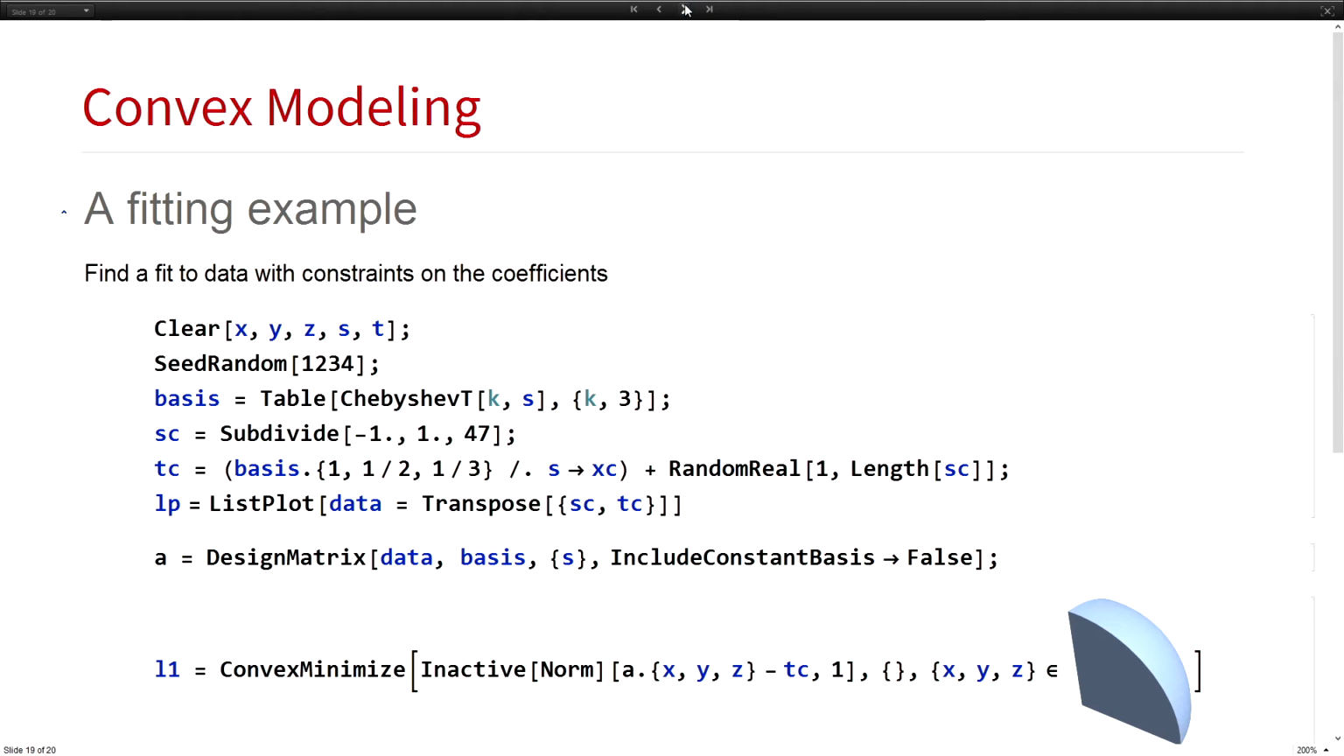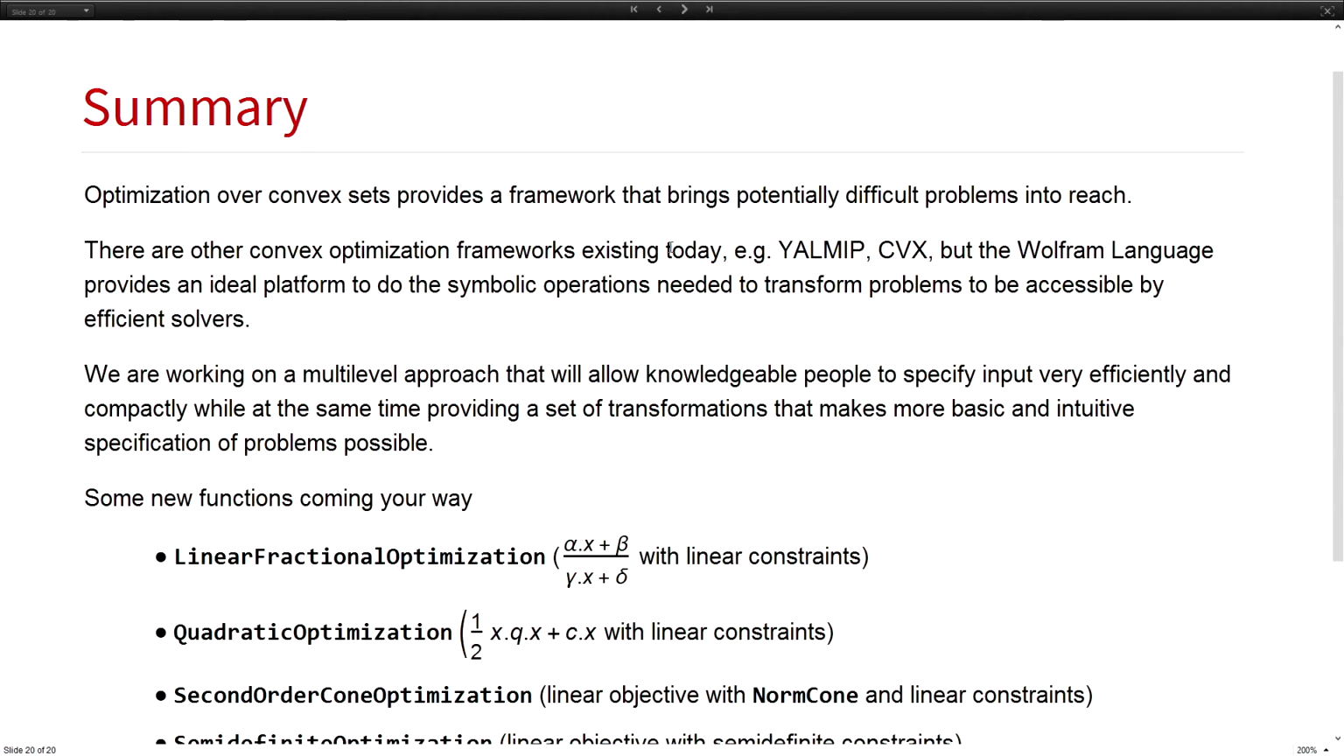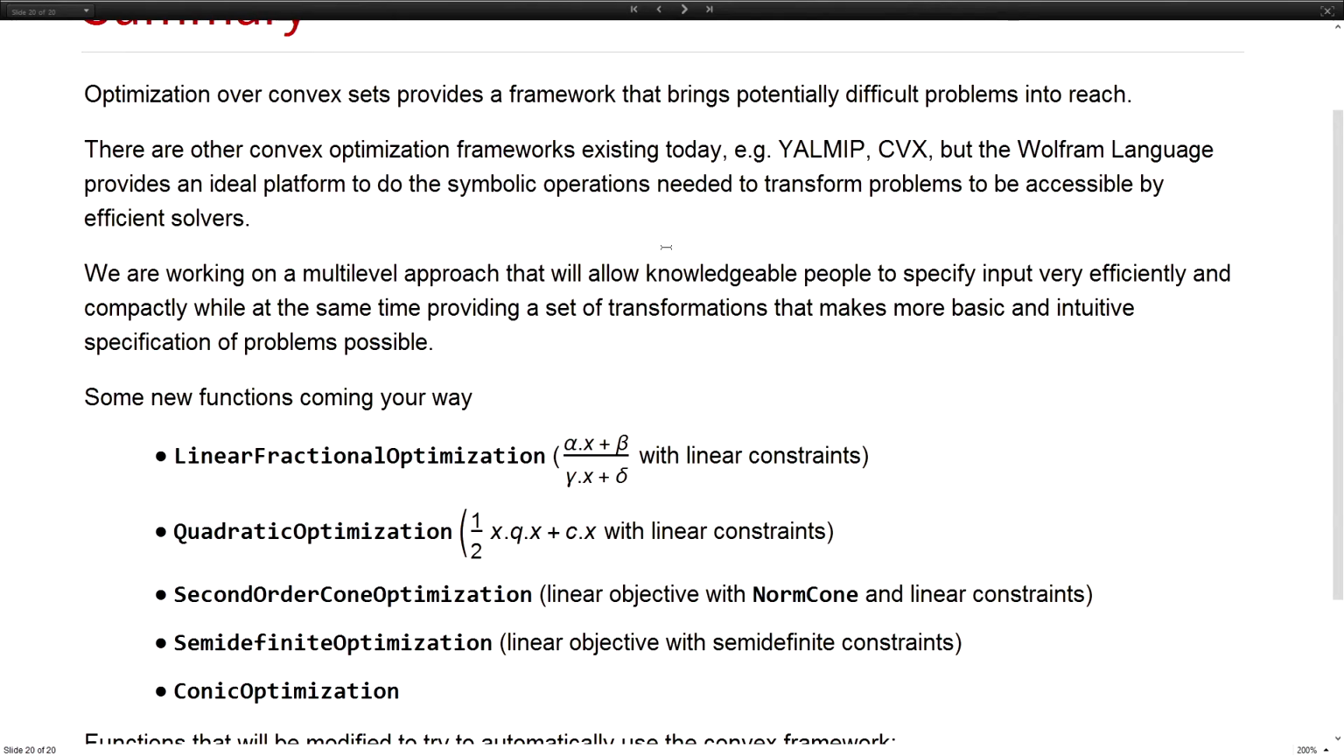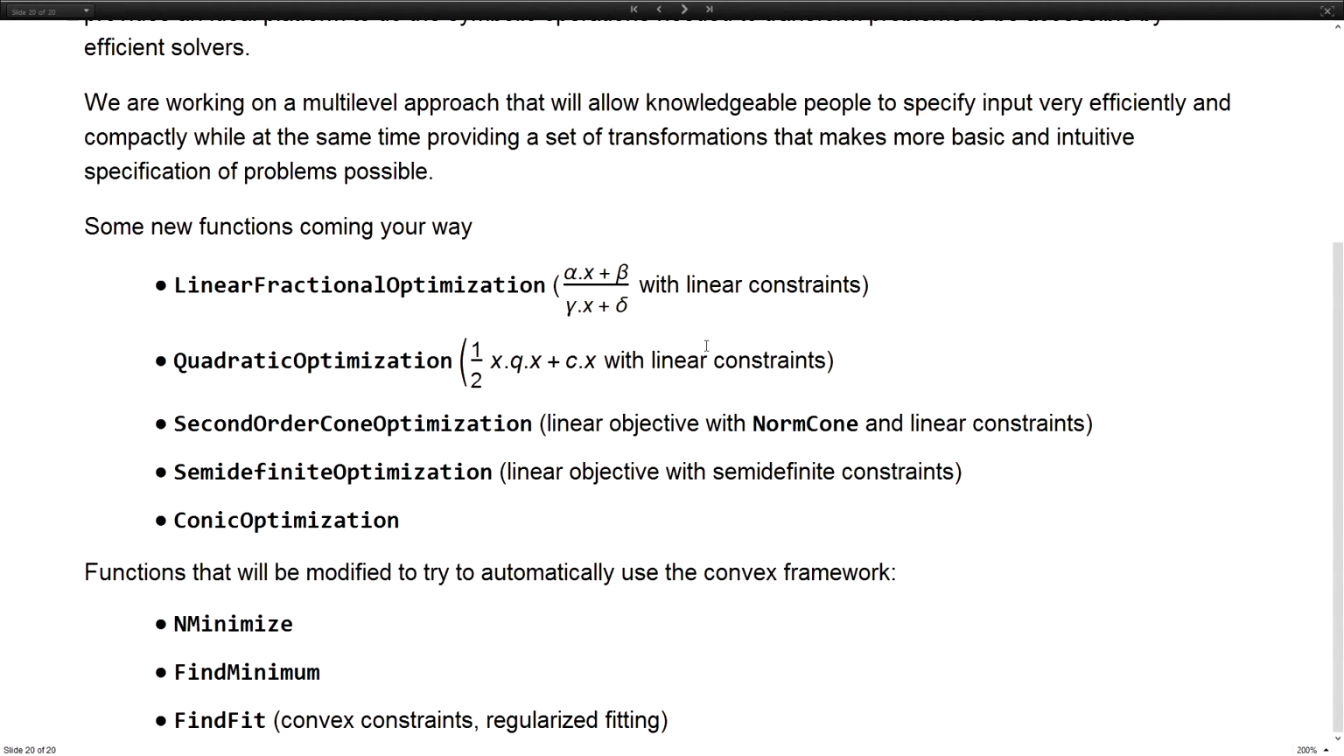Okay, so that's that. I'm going to skip this example, which I knew I probably wouldn't have time for anyway. So basically the summary is optimization over convex sets provides a framework that brings potentially difficult problems into reach. There are other optimization frameworks existing today, such as CVX and YALMIP, but I think the Wolfram language, because we can do these transformations so nicely with our symbolic stuff, has huge potential to put together something very nice and very automatic. And here are some new functions. I'll just let you look at that. That'll be coming down the pike sometime, and some changes to existing functions.